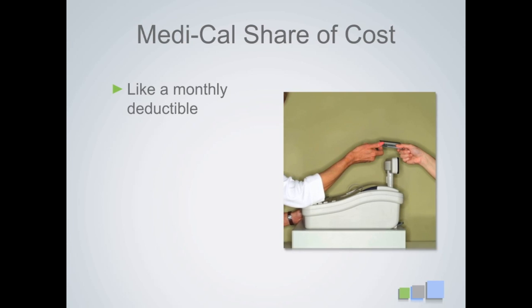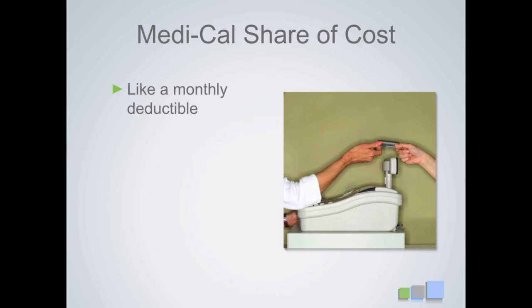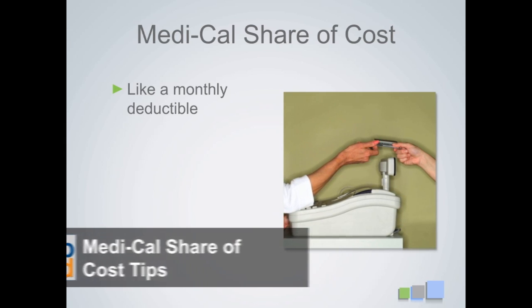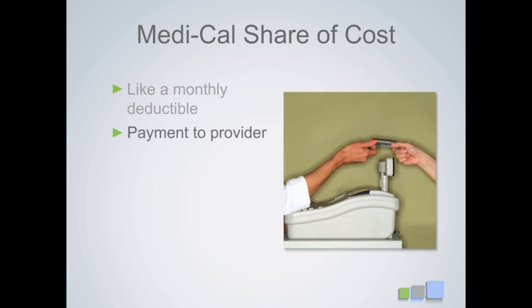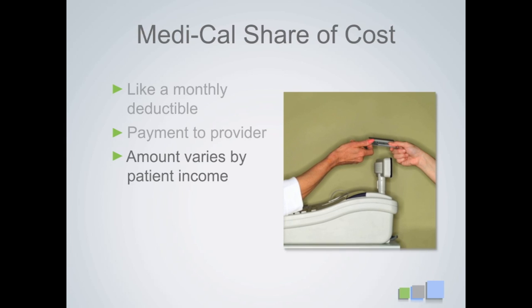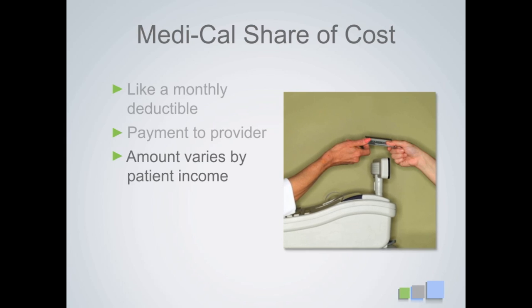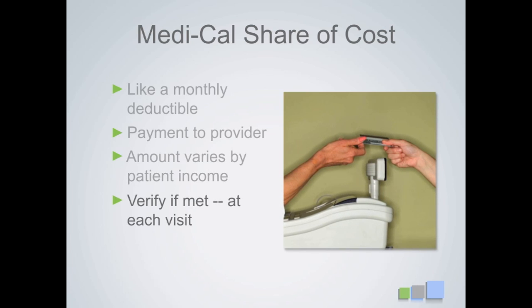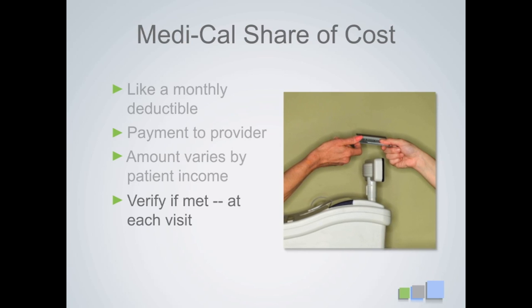The details discussed, including verifying and clearing share of cost, are available on the downloadable job aid, Medi-Cal Share of Cost Tips. Medi-Cal clients pay the share of cost to the provider, not to the Medi-Cal program. The amount the patient will owe is determined by Medi-Cal based on the patient's income. Because the share of cost amount varies so much from patient to patient, and because you need to track how much a patient may owe during any given month, you'll want to verify if the share of cost has been met at each clinic visit. It's the responsibility of your clinic to document if and when the share of cost has been met at the time of the visit.